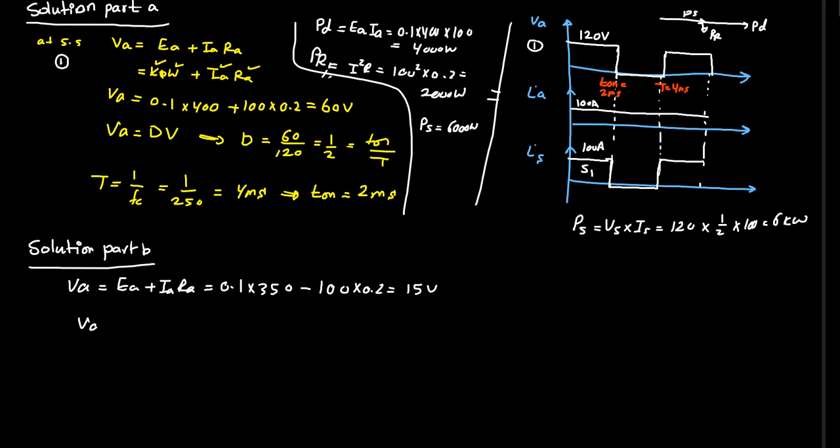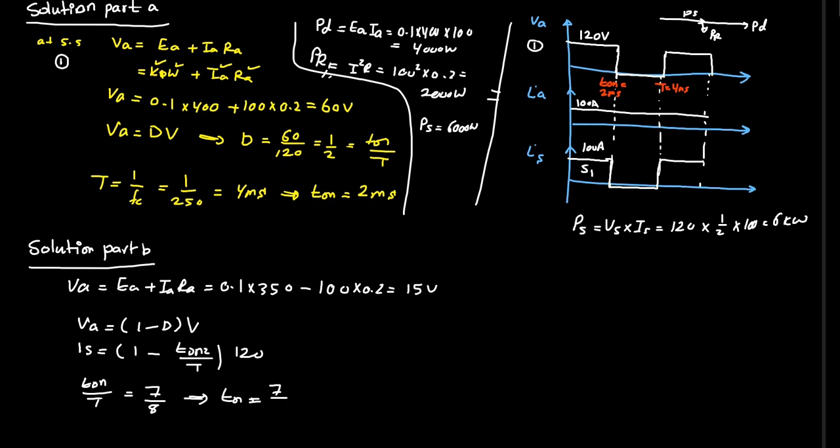Now VA will equal 1 minus D multiplied by the V. So this means that 15 must equal 1 minus the T on of the switch 2 over T multiplied by 120. If we do the math, then the T on over T will equal 7 over 8, which means that T on is equal to 7 over 8 multiplied by the period, which is 4 millisecond, so this will be 3.5 millisecond.